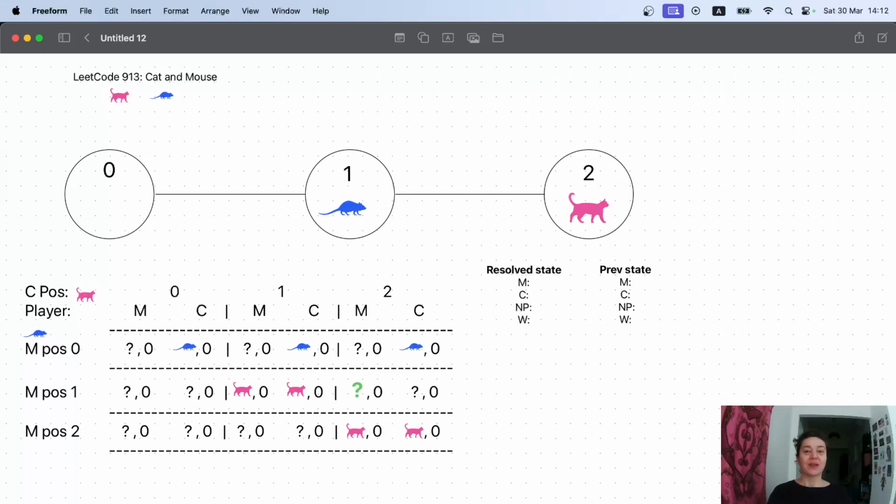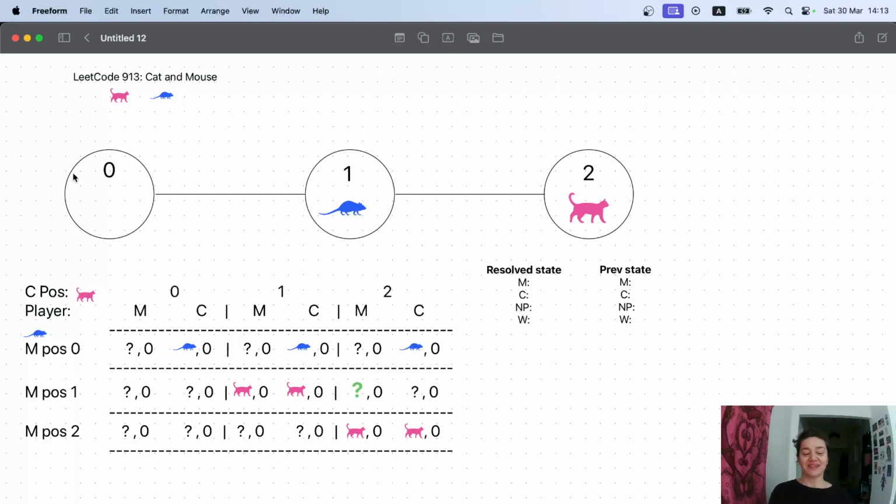Let us begin by determining the term state for this game. A state is a combination of 3 values. Where is the mouse? Where is the cat? Whose turn is it to move next? Who's about to play now? Let's see why all 3 values are crucial to determine a state of the game.